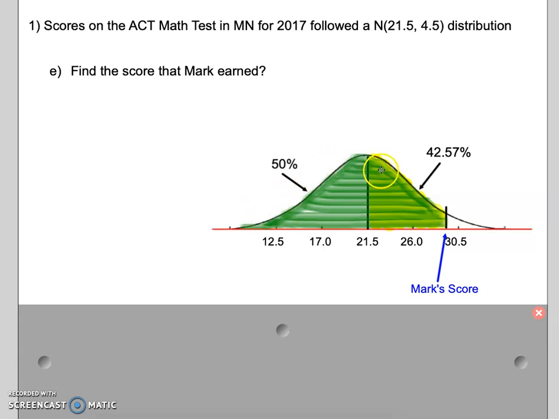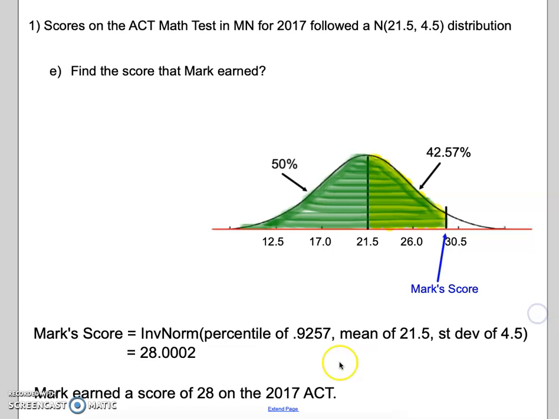So I had the half of the graph over here, which was 50%, and I had the 42.57% that was shaded in over here. So the percentile for Mark is actually 92.57. Plugging into the calculator, inverse norm, percentile, mean, standard deviation, it gives his score of 28.